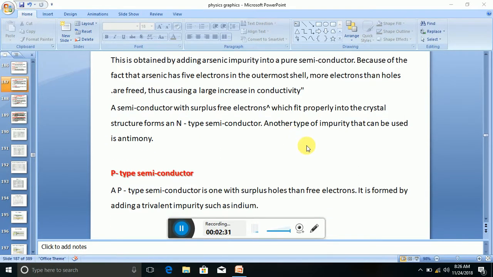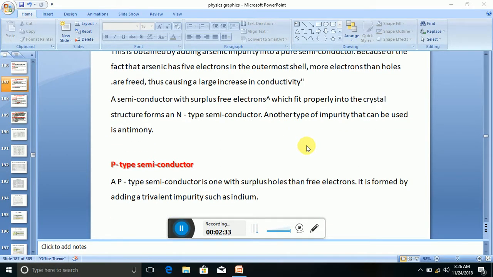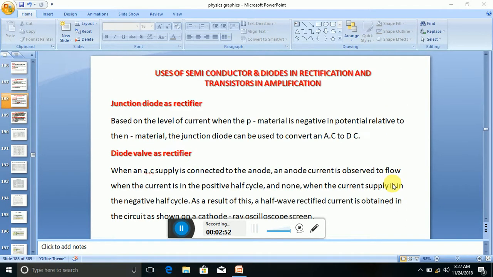Now we look at the P-type semiconductor. A P-type semiconductor is one with surplus holes rather than free electrons. It is formed by adding a trivalent impurity such as indium. So indium causes P-type, whereas antimony causes N-type. P-type is when there are more holes, whereas N-type is when there are more electrons.